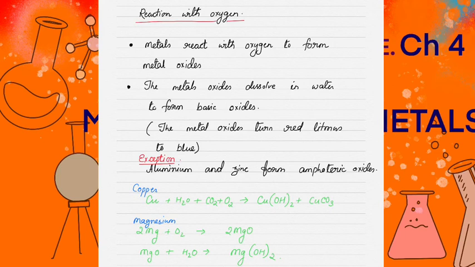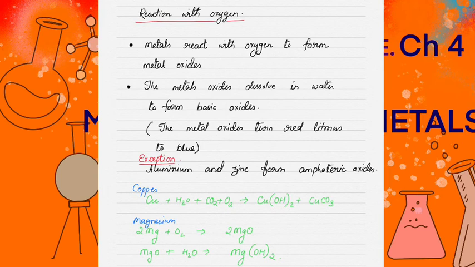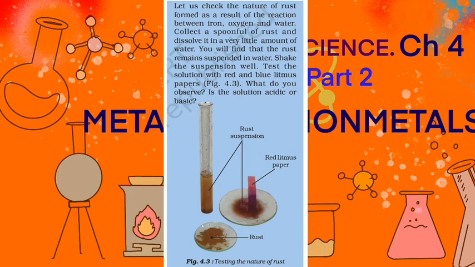Here are some reactions. Copper reacts with water, carbon dioxide and oxygen to give copper hydroxide. This is basic in nature. Then magnesium reacts with oxygen to give magnesium oxide, which is also basic in nature.